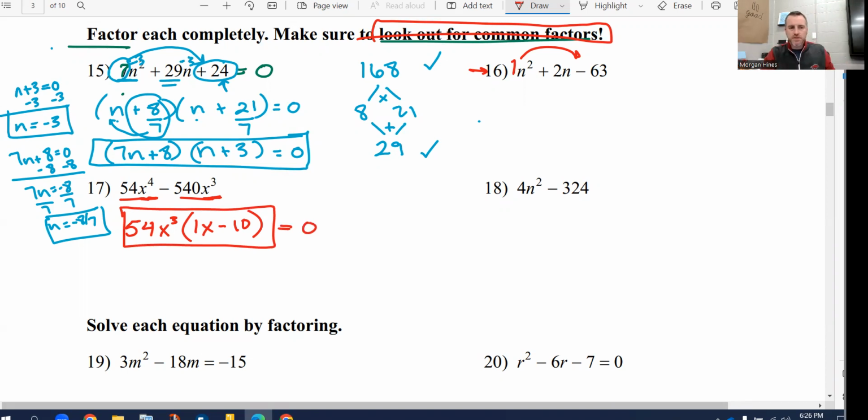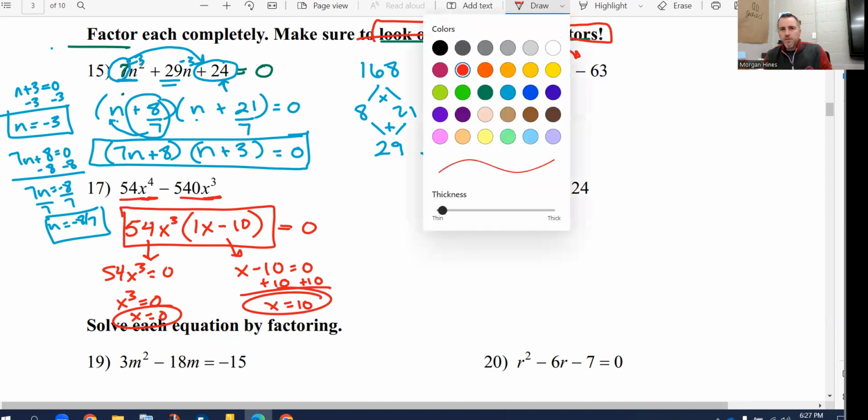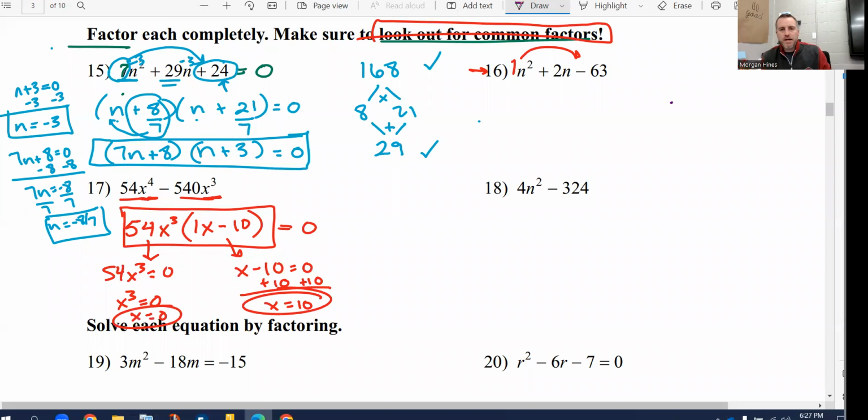So then what are the answers? You do the same thing we did before. We can take each of these factors, take 54x cubed, set it equal to 0 and solve, divide by 54, x cubed equals 0, x equals 0. That's a solution. If x is a common factor, 0 is a solution. And the other one, x minus 10 equals 0, add 10 to both sides, x equals 10 is a solution. Factors, solutions. All right, we're going to move into bonus coverage, which is number 18.